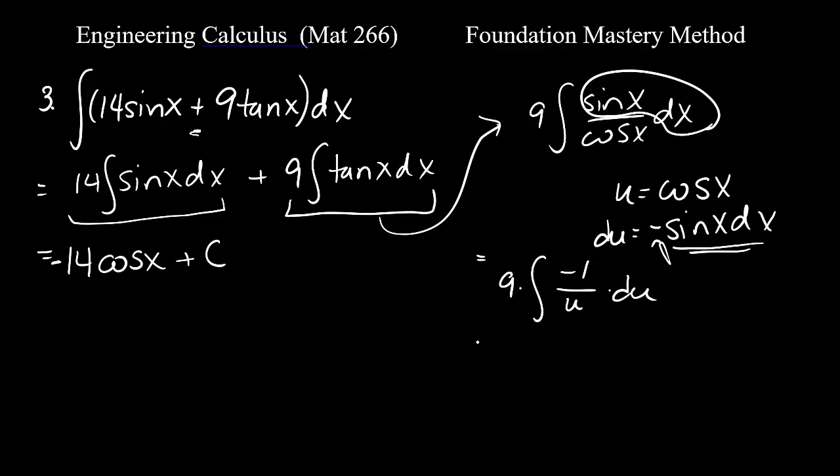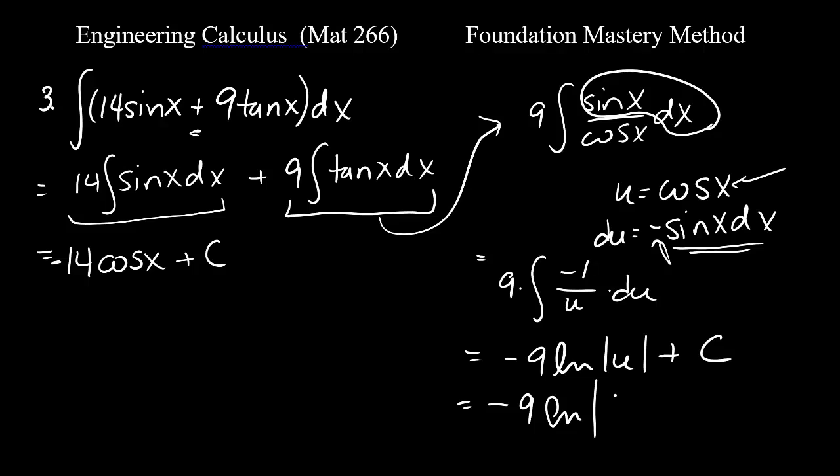So now this integral will be negative 9 times the integral of 1 over u du, which is the natural log of the absolute value of u plus a constant of integration. So we'll have, doing our back substitution, negative 9 times the natural log of the absolute value of, in this case, u is cosine of x, plus a constant of integration.